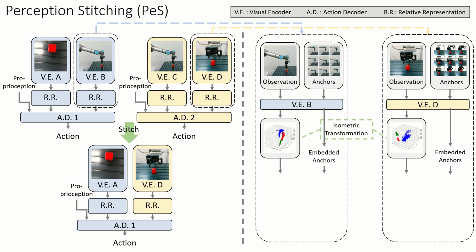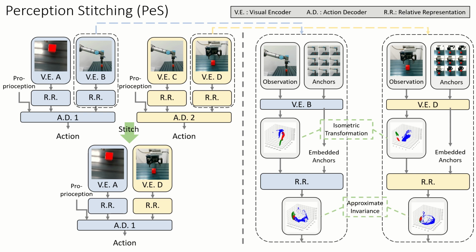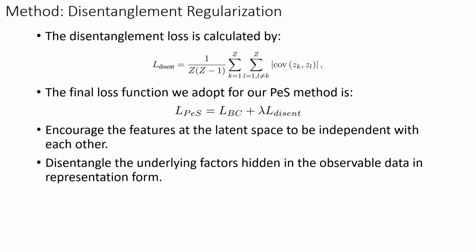To align the latent space, we select a set of anchor images and embed them through the visual encoders. Then, we calculate the cosine similarity to get the relative representation. The relative representation can ensure an approximate invariance at the latent space. We also apply a disentanglement regularization to further refine the latent space alignment.